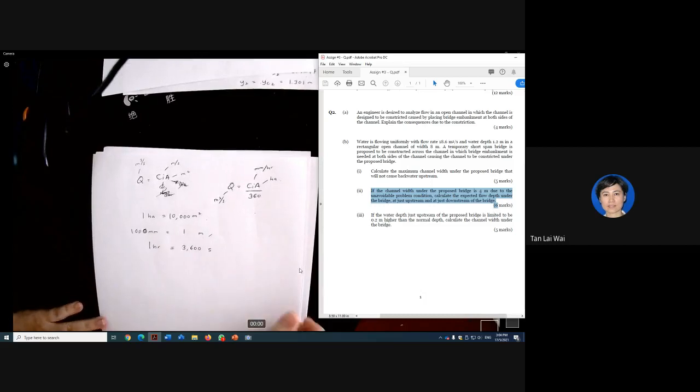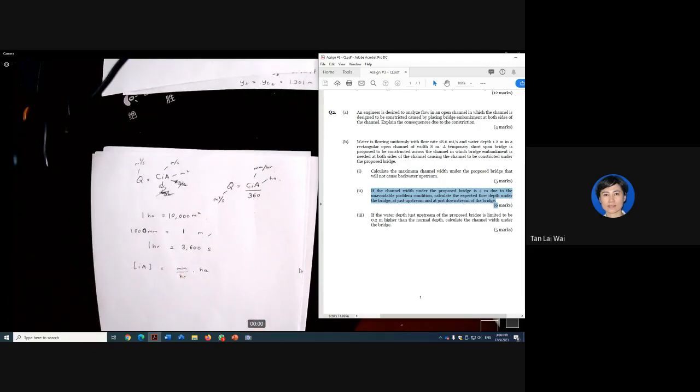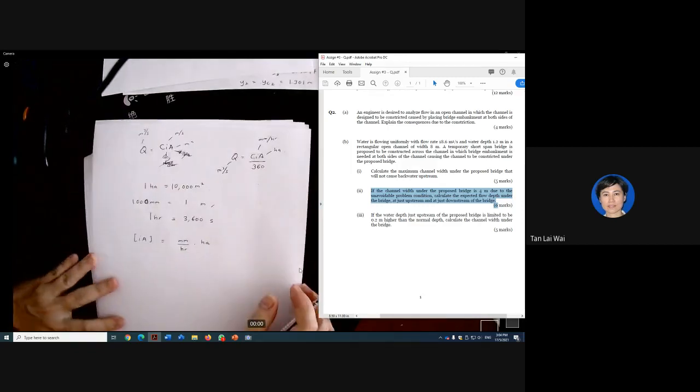Now, here's the thing: there's no unit. The constant, the land use coefficient, has no unit. Only I and A have units. Let's check this out. I have I and A. The unit would be in millimeter over hour, and then I have hectare. Alright, those are the units, not the dimensional units.